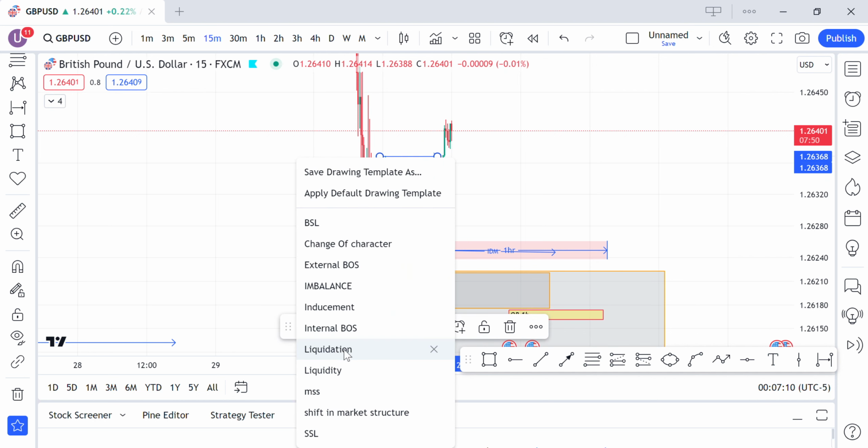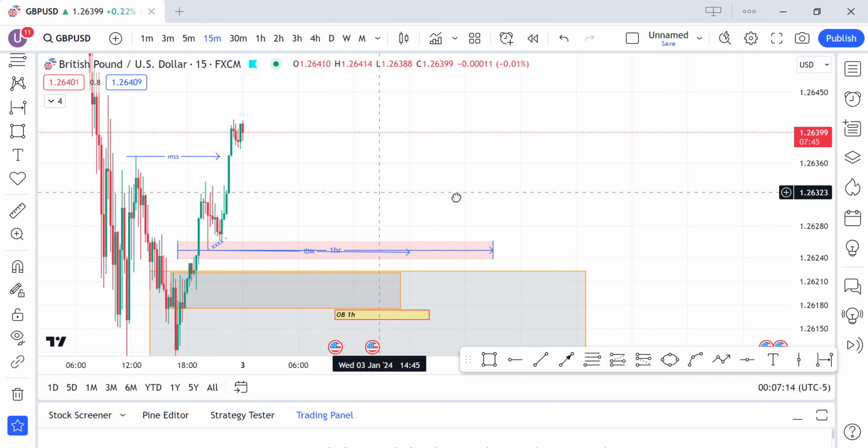So this is how I analyze my chart on a daily basis, and it has made charting easier and more fun for me.